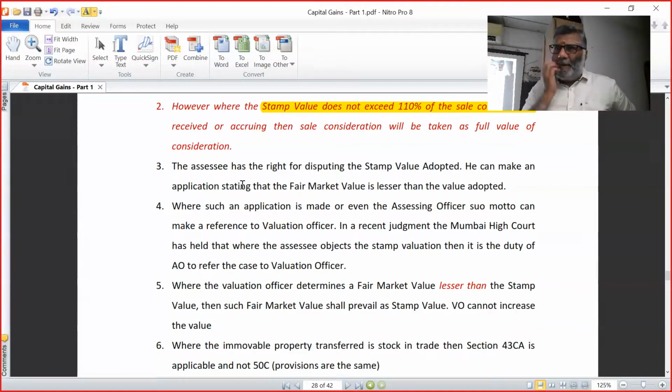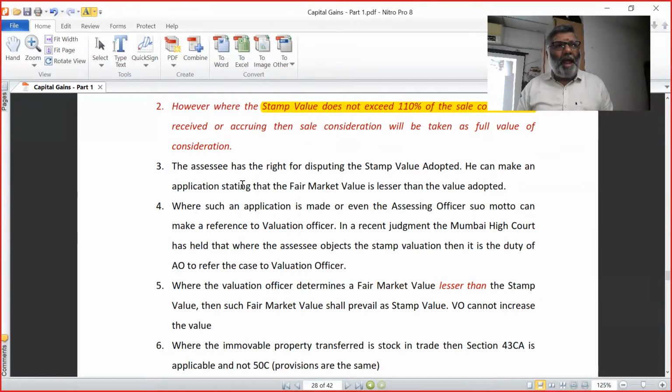Leave that example. Normally, a land is 2,400 square feet, one ground, one area of land. 2,400 square feet. If it is a square, then the rate is very high.